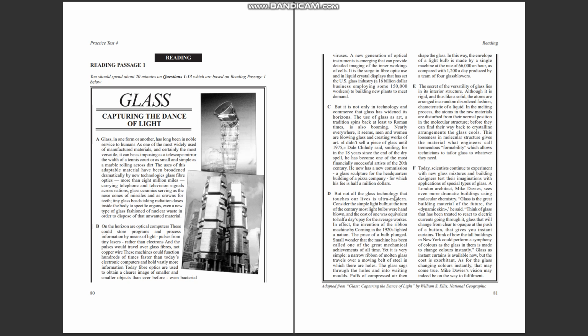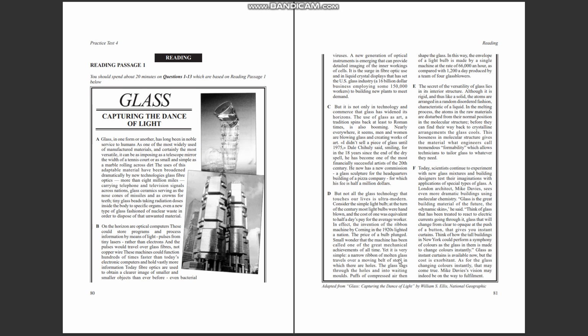But not all the glass technology that touches our lives is ultra modern. Consider the simple light bulb. At the turn of the century, most light bulbs were hand blown. The cost of one was equivalent to half a day's pay. In effect, the invention of the ribbon machine by Corning in 1920 lighted a nation. The price of a bulb plunged. Small wonder that the machine has been called one of the great mechanical achievements.